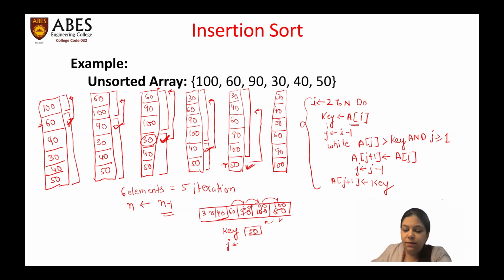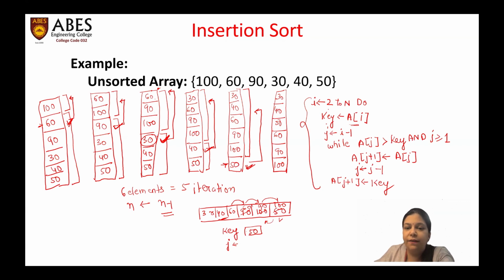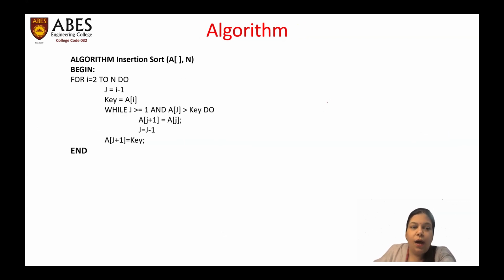So let us quickly see the algorithm. The algorithm says that we have taken an array a as a parameter and n, that is the length of the array, as a parameter. And then the value of i is going from 2 to n, as we have discussed in the previous slide. The unsorted array will start from 2 and the selection of the key will start from the second index. So i will be equal to 2 to n.